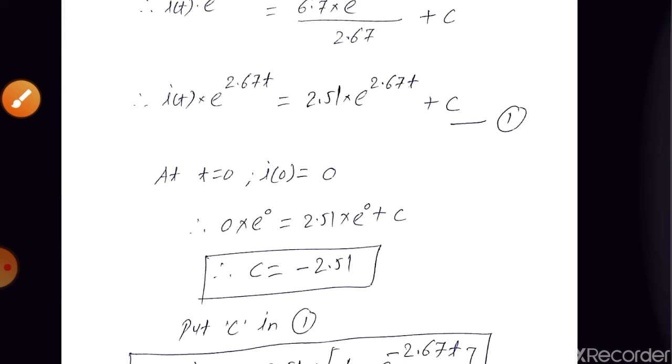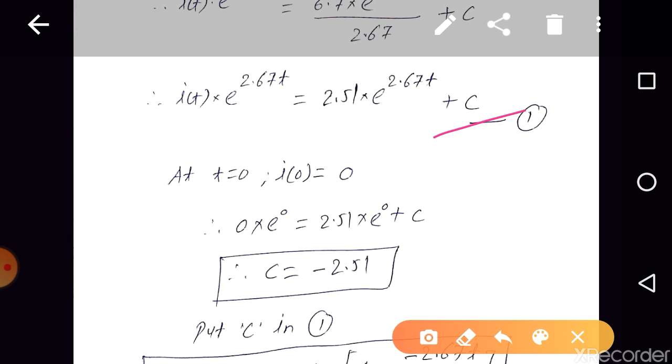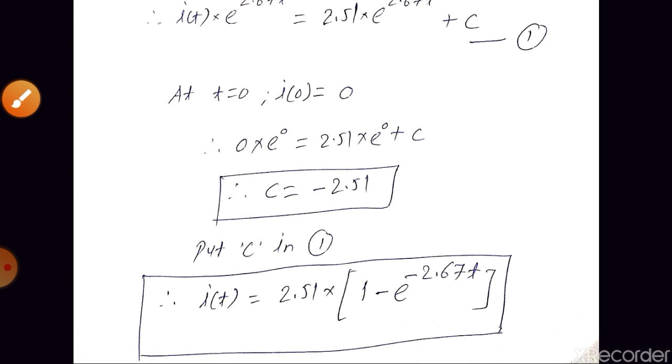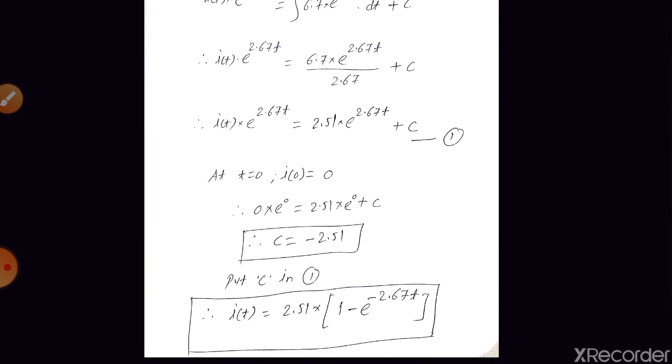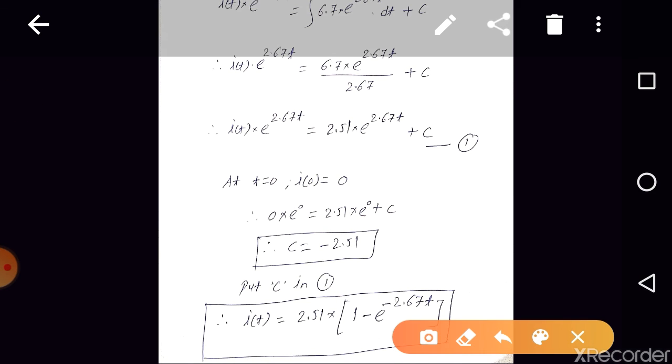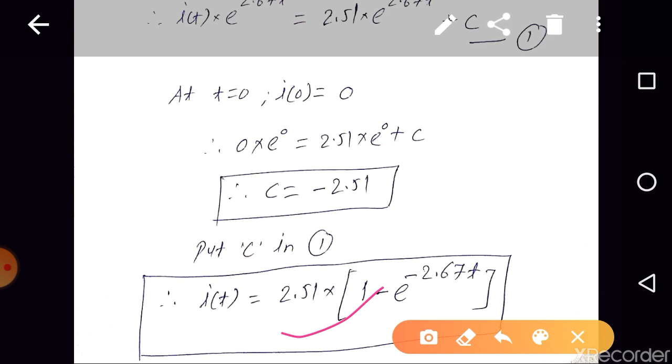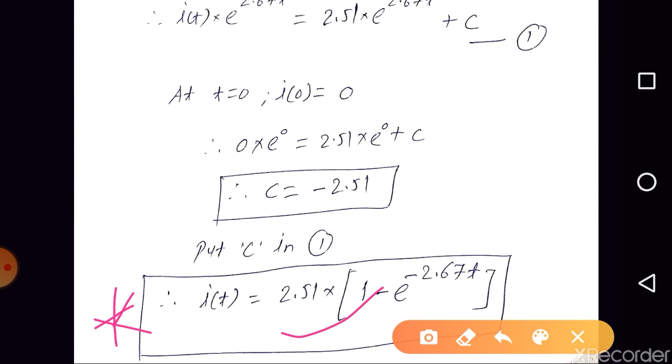Now how to find the value of c? By using the initial condition we can find the value of c. At t equal to 0, what is the current? It is 0. So I of 0, which is 0 into e to the power 0, is equal to 2.51 into e to the power 0 plus c. So from this c is minus 2.51. Can we put this c in equation 1 and write the I of t expression? The final expression is 2.51 into 1 minus e to the power minus 2.67 into t. This is the final solution.